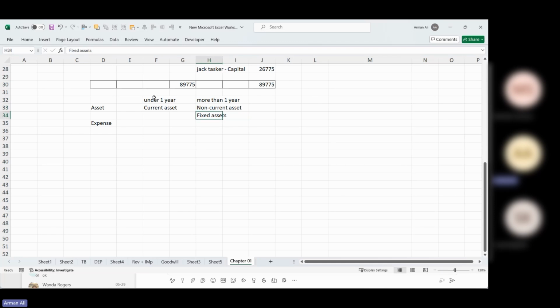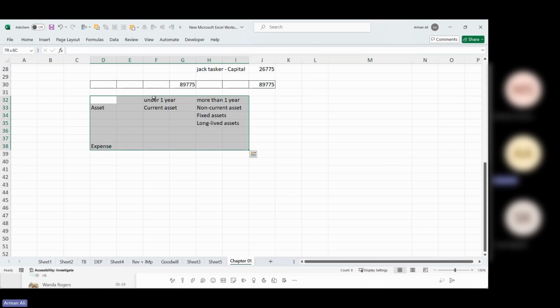Non-current, fixed assets, or what are they also called? They're also called long-lived assets. So they have various names, but it essentially means the same thing: anything that has more than 1 year in life. And a current asset is something that gets consumed within a year. So supplies and inventory are examples of current assets, but they're still assets. So I hope that part is clear.